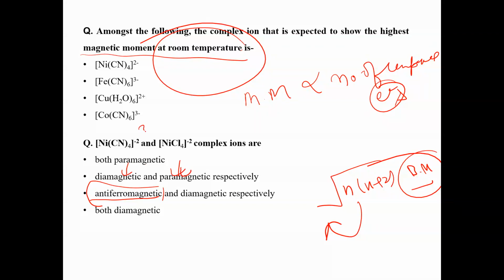Both have a 3d8 configuration, right? So in the first one, these 8 electrons will be paired up. That means this complex will be diamagnetic. And in the second one, they will not be paired up, so that will be the paramagnetic complex. Are you getting my point?